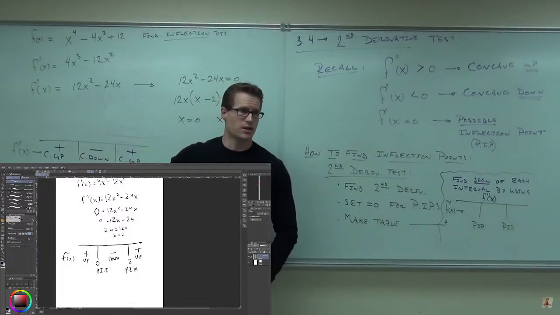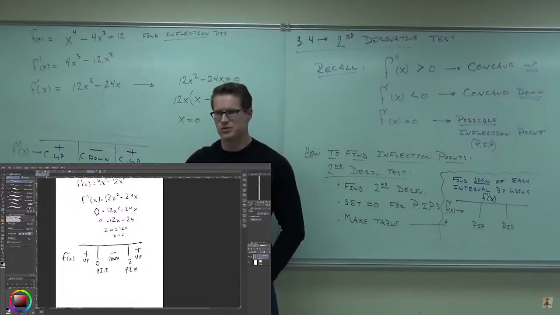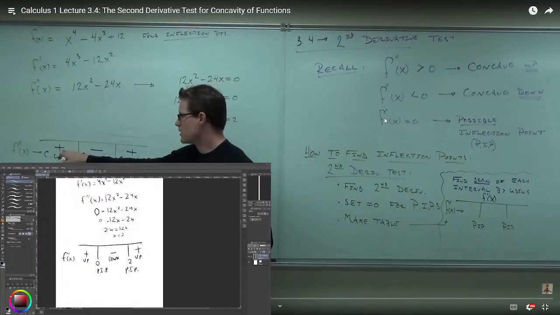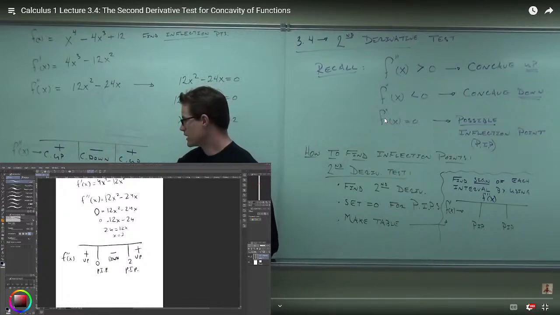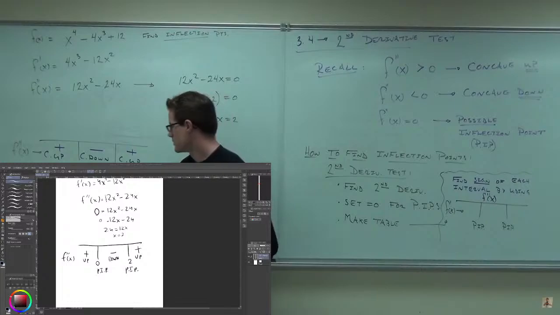That happens occasionally, not often. Often it's like this, especially with polynomials, you get this a lot. But if it goes concave up to concave down, that is an inflection point.